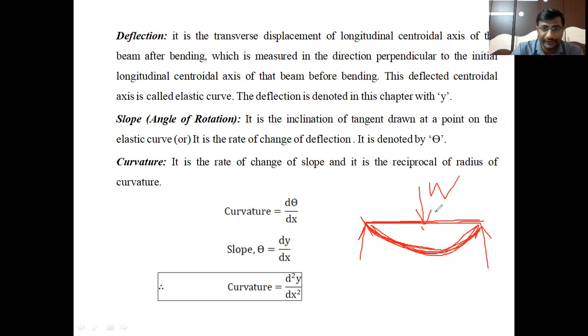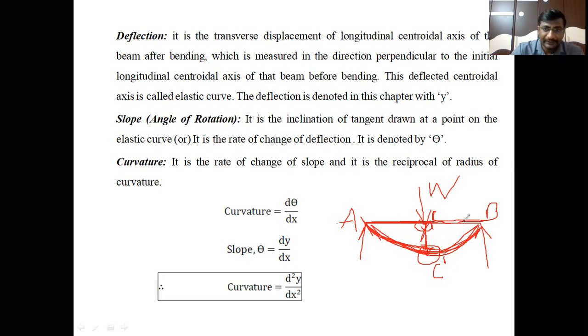For example, take the center position. Let us take the center position as C and the end supports as A and B. So the position of C initially is at this place. The position of C after deflection, that is after bending, is at this place. Let us take this point as C dash. Initial position is C, final position is C dash of the same point before and after deflection. So this is the vertical displacement from this place to this place. The vertical displacement of C during bending of a beam is called the deflection.